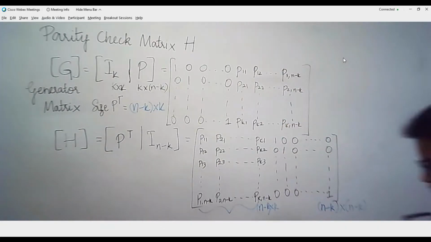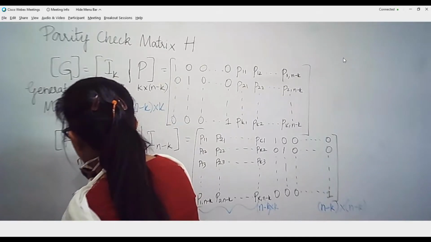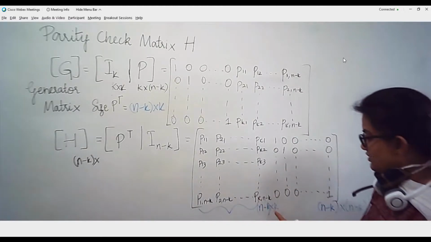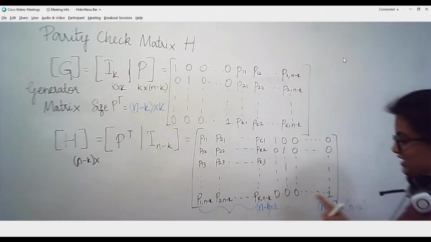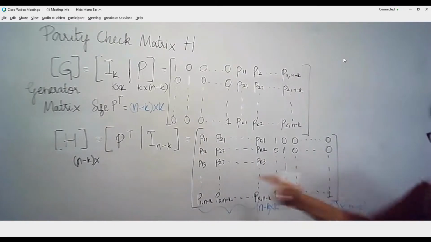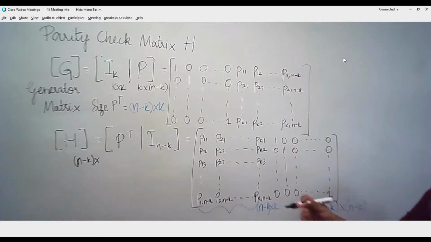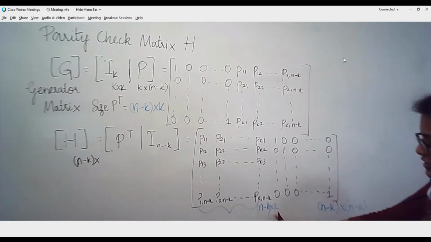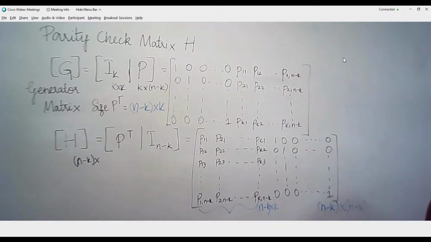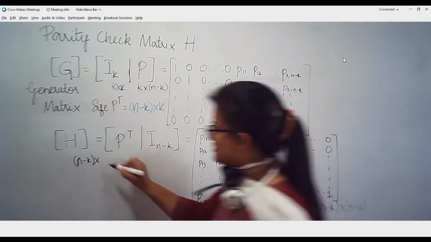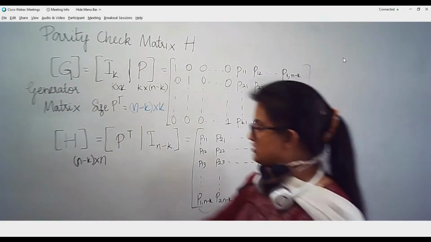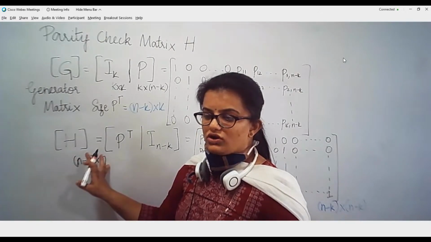N minus k cross n minus k? See here, how many columns are there? In the first part we have k columns. In the next part we have n minus k columns. When you add all the columns together, you are appending, which means you are simply attaching. Which means the total number of columns would be k plus n minus k, which is n. The parity check matrix H is going to have a dimension of n minus k cross n.